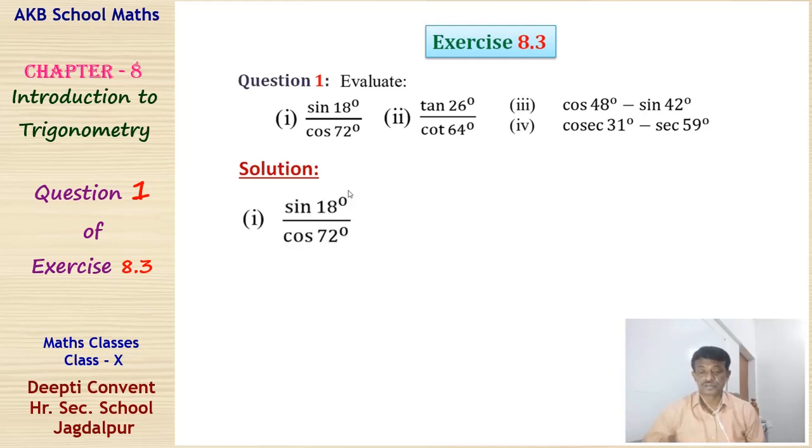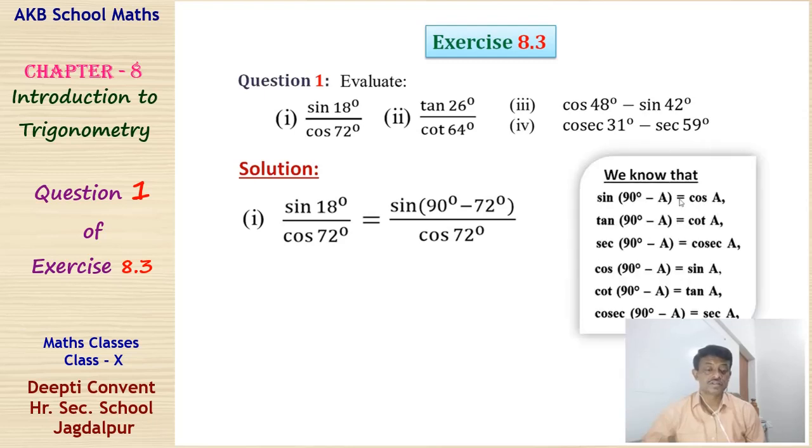ratios. Now first, sin 18 degrees upon cos 72 degrees. Here you have to write the combination: 18 can be written as 90 minus 72, or 72 can be written as 90 minus 18. You can do either. So let us write 18 as 90 minus 72. So sin(90 minus theta) equals what? Cos theta. This is the formula.